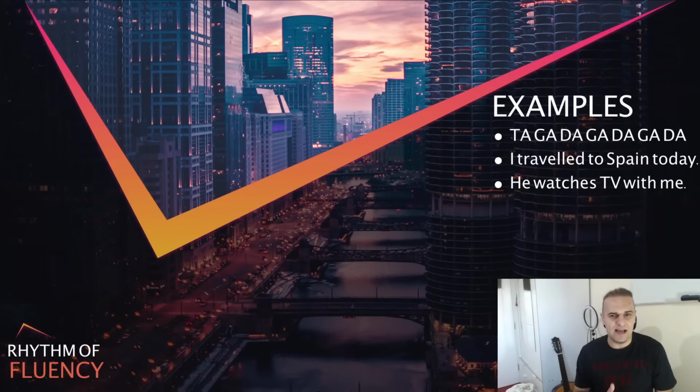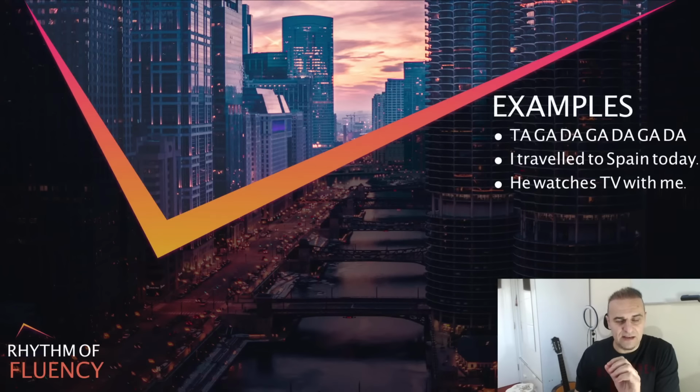So if I said taga, daga, da, I traveled to Spain. Taga, daga, daga, daga, da, I traveled to Spain today. Can you see how rhythm affects the way that I pronounce this phrase or this sentence? Again, taga, daga, daga, daga, da, I traveled to Spain today. Can you see? I'm changing the articulation, and I can change the rhythm accordingly.